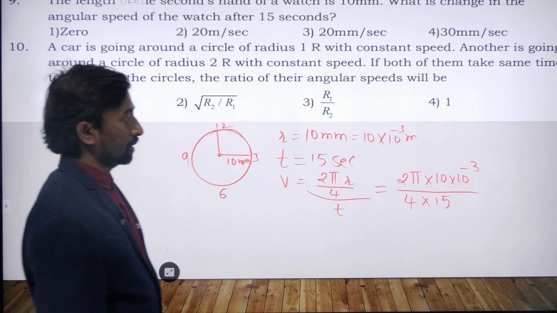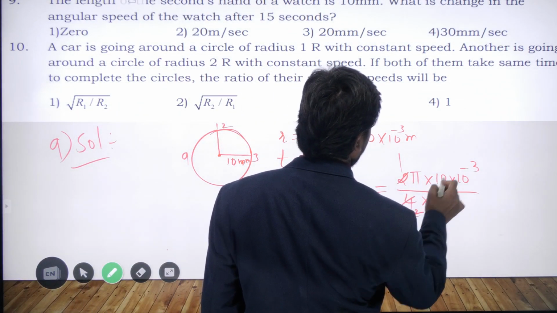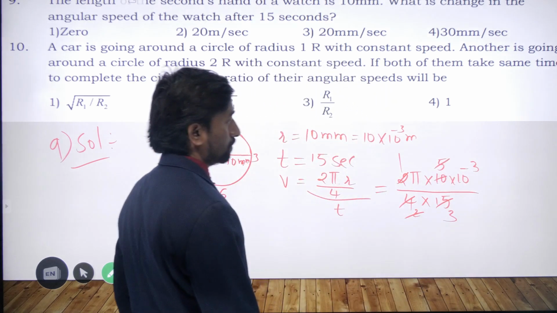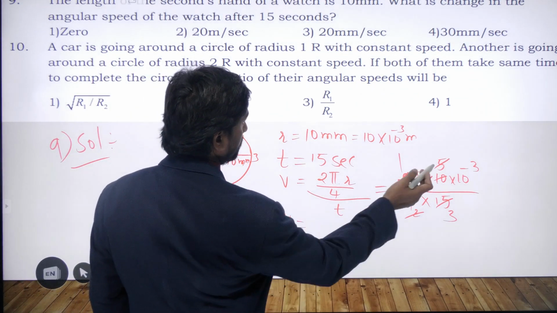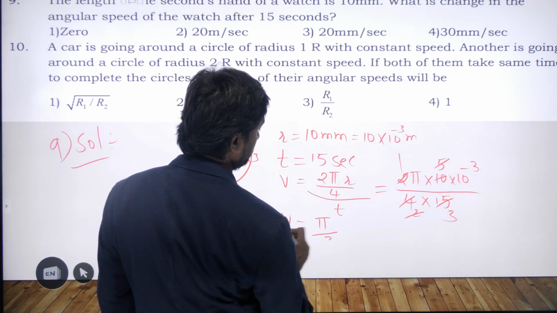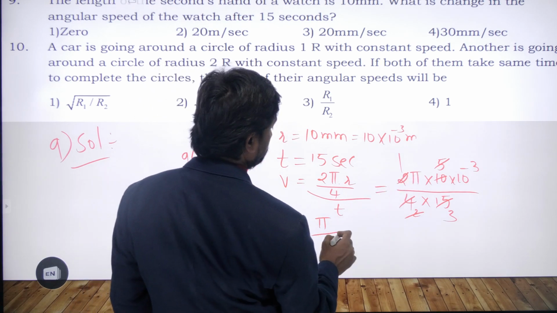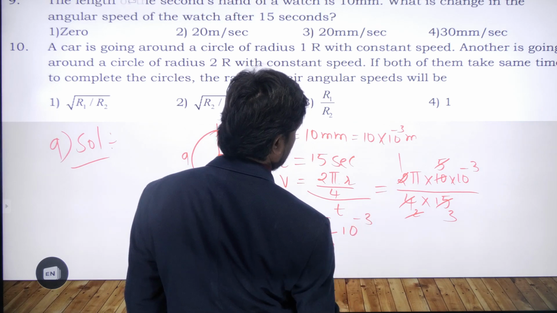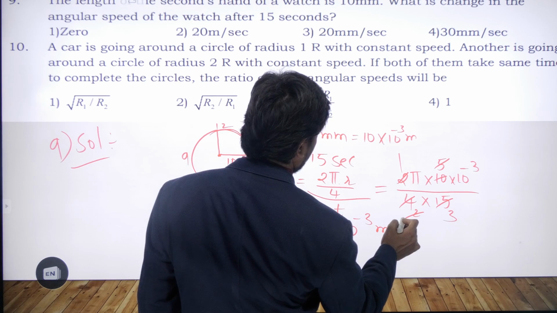15 seconds will get there. Okay. So now it is 2 ones and here 2 twos will get there. This is a 5 and here it is 3 will get. Okay. So here we'll get the V value. V value, how much we got there? So pi by 3 into 10 to the power of minus 3 will be there. So that is meter per second.